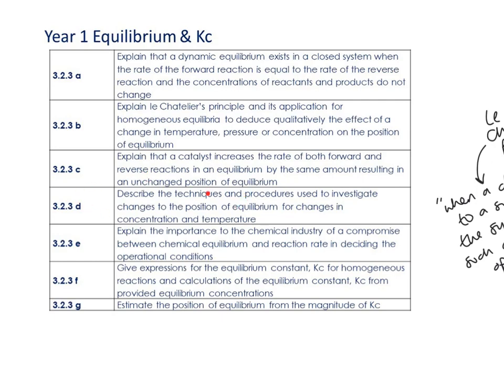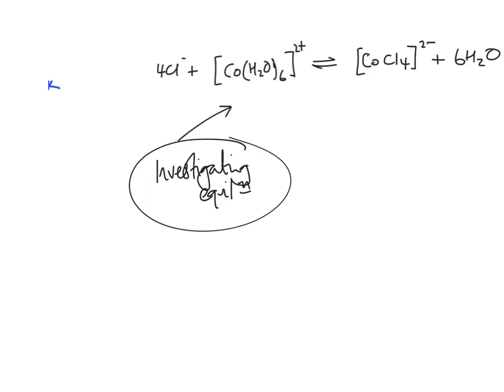Next up is to describe techniques and procedures used to investigate changes of the position of equilibrium for concentration and temperature. An example of an equilibrium reaction that lends itself to investigation really nicely is cobalt in two different forms. The hexa-aqua cobalt is pink, whereas the cobalt tetrachloride complex is blue. The easiest thing to investigate is the change of concentration.